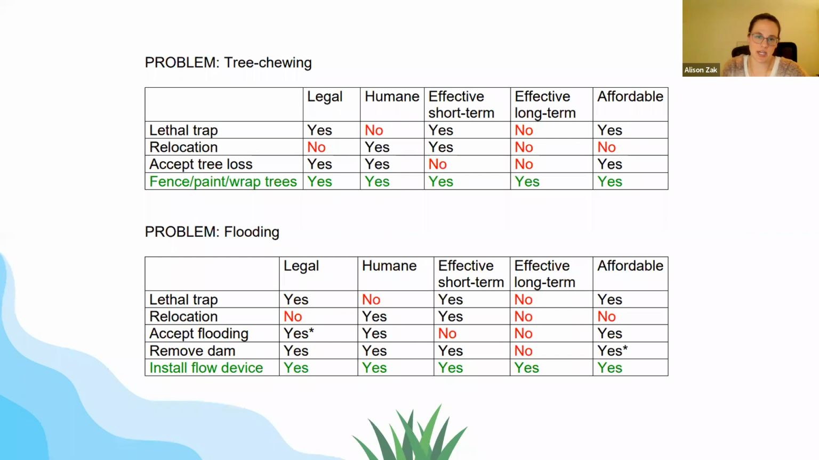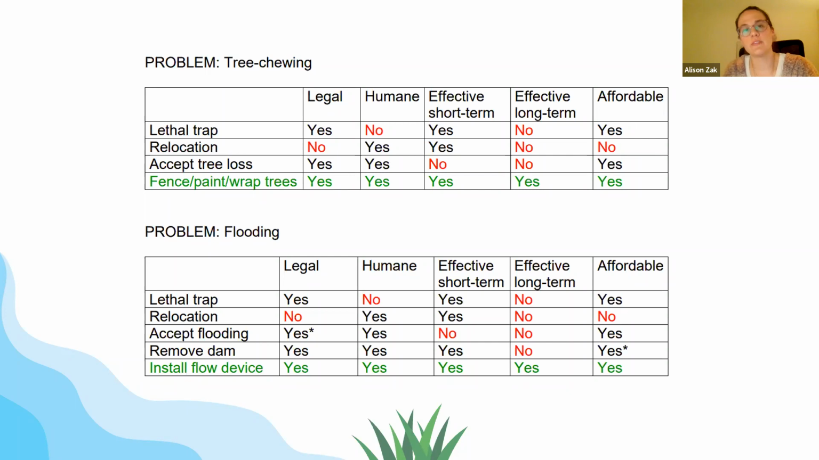And then what I've done here is, sorry, this is kind of a boring slide, but stick with me. If you look on the left side of these tables, what you'll see is for each of these two problems, all of the options, as I see it, for managing those problems. So for tree chewing on the top, you can see that you could trap the beavers, which I'll just totally specify here means kill them. So lethal trapping. Relocation, which would mean trapping them and then moving them live. Accepting the tree loss, which is usually okay for people to an extent, but not always a popular option. And then protecting the trees. And there's a few different ways to do that.